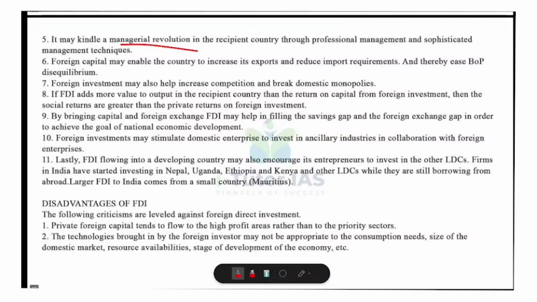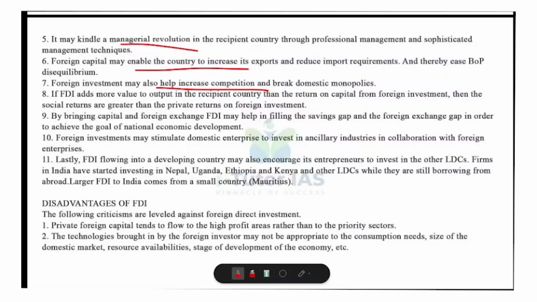Sixth one, it improves BOP or balance of payment. FDI can help increase export and reduce import. This eases BOP disequilibrium by bringing in foreign exchange. Seventh one, it encourages competition. FDI introduces new competitors which breaks domestic monopolies and improves efficiency.